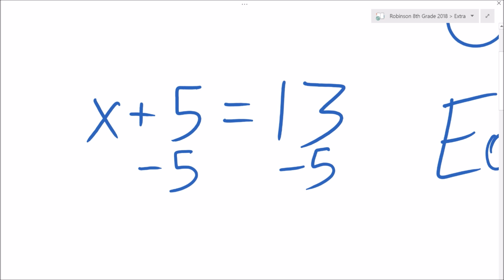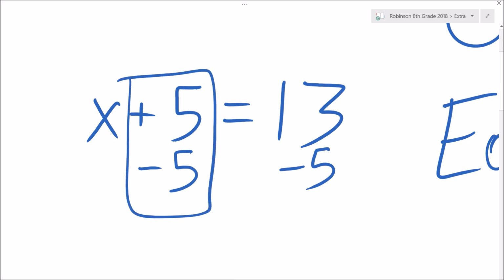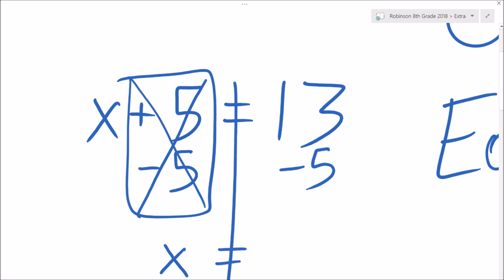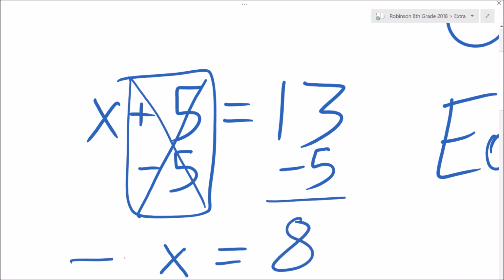When we do this and subtract the 5, these two 5's cancel out because a positive 5 and a negative 5 makes a 0. So all we're left with on the left side is x. Our equal sign stays in the middle, or if you've drawn your line, it stays on the line. And on the right side, we have 13 minus 5, which equals 8. Once we have our variable by itself on the left side, we're done. And x is equal to 8.